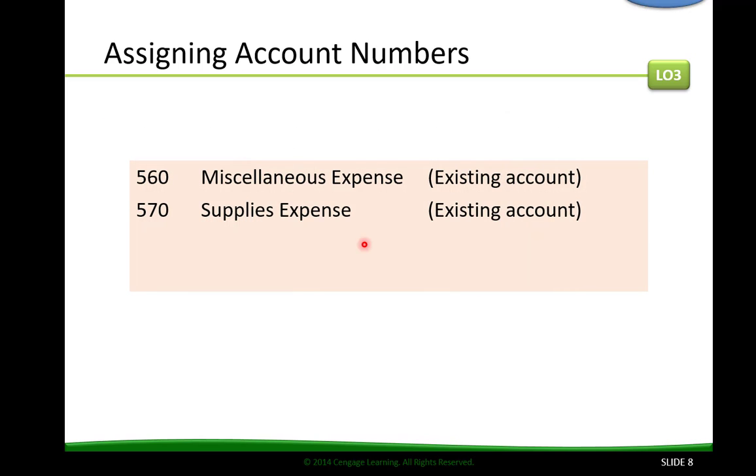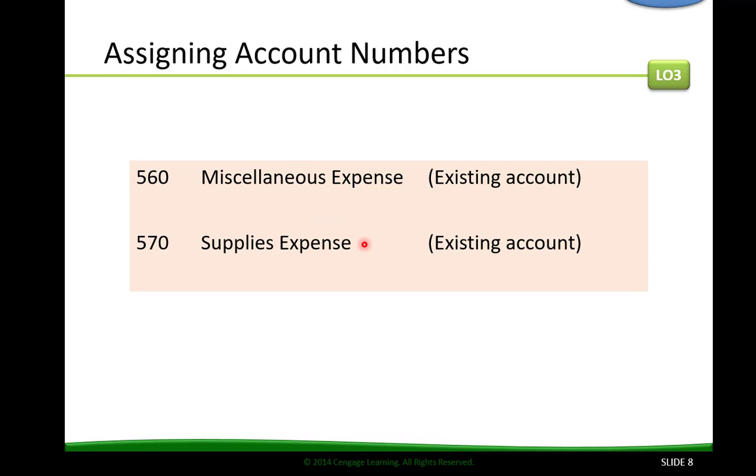And so here we have assigning the account numbers. We have 560 as miscellaneous expense and 570 as supplies expense. But let's say we need to add something in between. We realize that we use a lot of postage, and postage is going to be one of our new expenses. So P falls between M and S. I cut half the distance and make it 565, and that's what my new account will be.